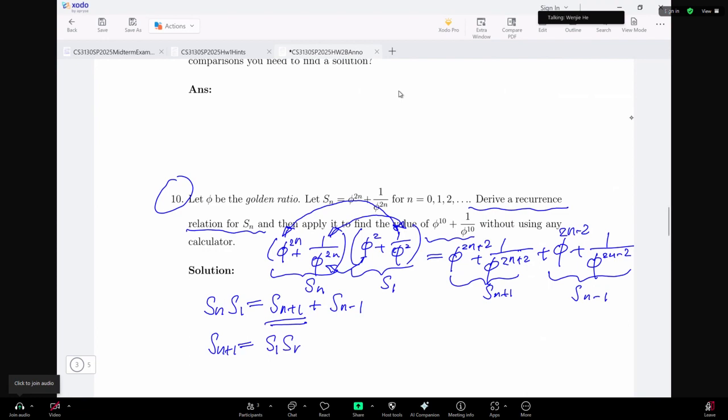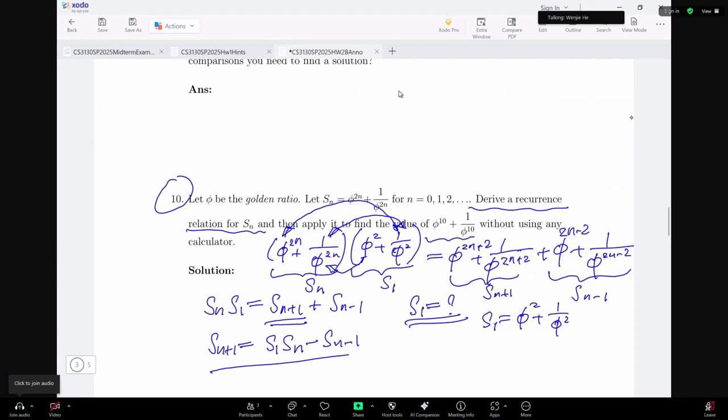S1 minus this one, recursive formula. But what is S1? Can you find the specific number for S1? S1 equals phi squared plus 1 over phi squared.